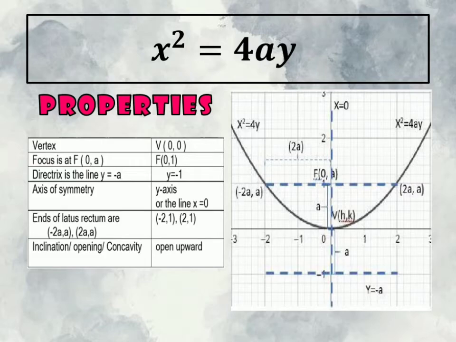The ends of the latus rectum are (negative 2a, a) and (2a, a). Substitute the value of a, which is 1, so the ends of the latus rectum are (negative 2, 1) and (2, 1). And the opening of this graph opens upward, like this.